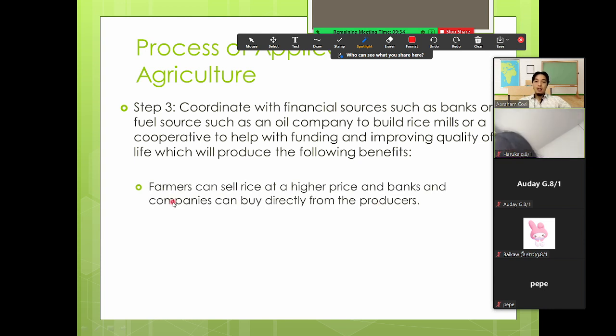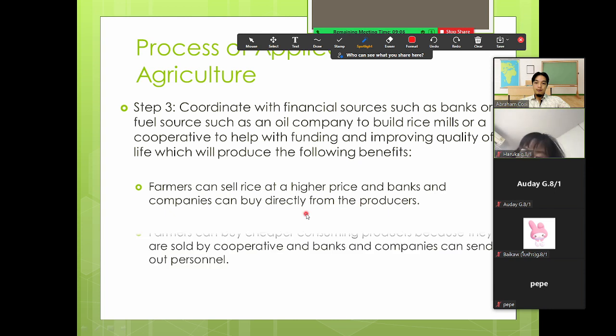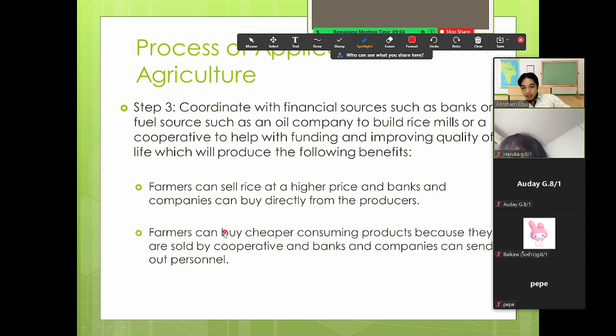So you see here, farmers can sell rice at a higher price, and banks and companies can buy directly from the producers. So the people under the bank companies can buy directly from the producer, which is cheaper. Next one, farmers can buy cheaper consumer products because they are sold by the cooperative.